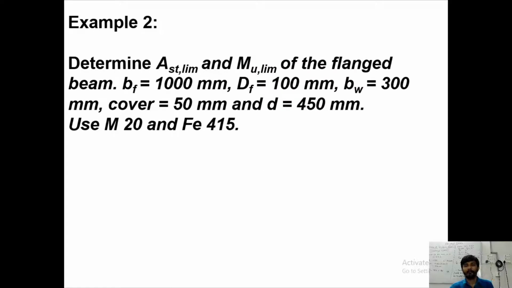So let us solve one small example using this formulation. Determine limiting area of steel and limiting moment of resistance of the flanged beam. BF is given as 1000 mm, DF is 100 mm, BW is 300 mm, cover is 50 mm, and D is 450 mm. Use Fe 415 grade steel.